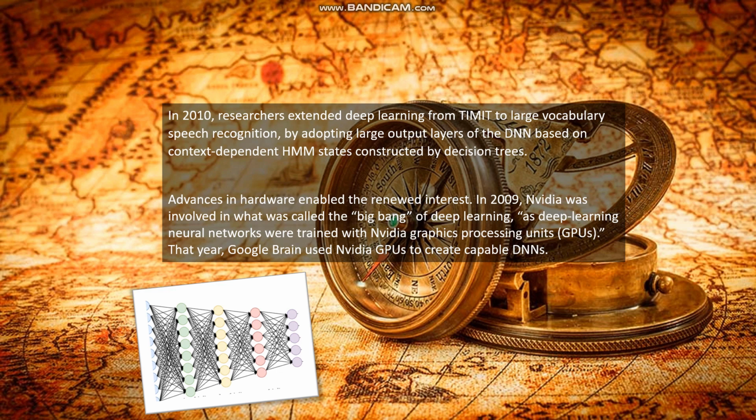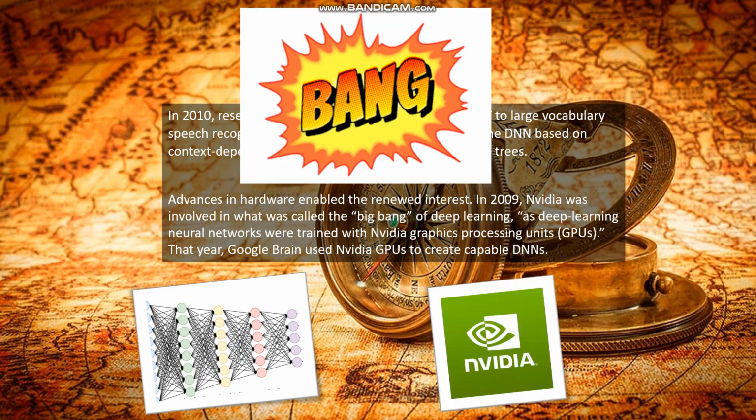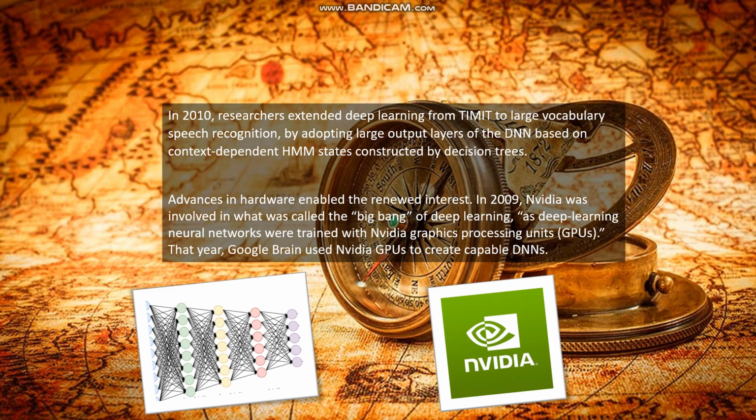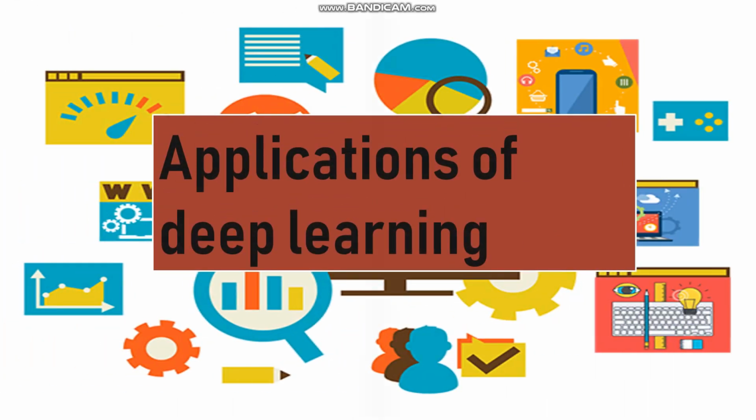In 2009, NVIDIA was involved in what was called the Big Bang of deep learning, as deep learning neural networks were trained with NVIDIA graphics processing units, known as GPUs. That year, Google Brain used NVIDIA GPUs to create capable DNNs. Now, let's begin with applications of deep learning.